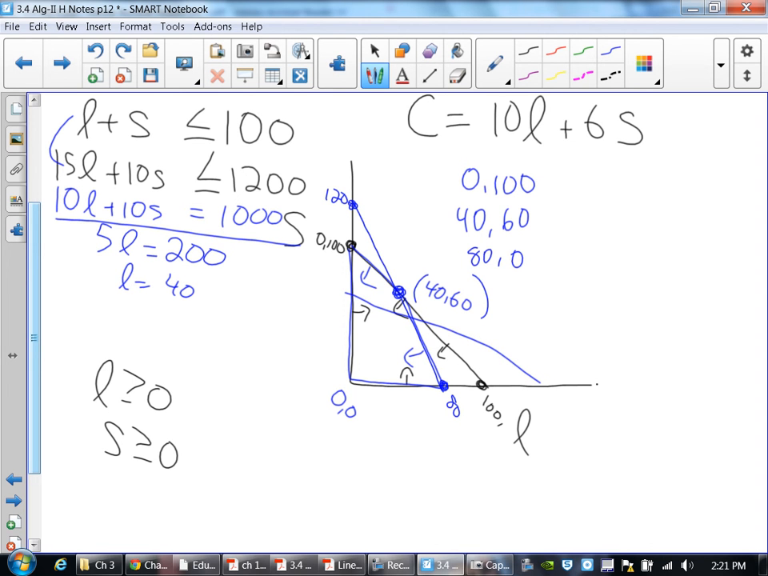Okay, that makes sense. So we have 0 plus 600, 400 plus 360, 800 and 0. So we make $600 here, $760 here, and lo and behold, if I just sell 80 of the large baskets, it works. I make the most profit. So, save your money, don't buy any small baskets, and just buy large baskets and sell them. Don't give people the option.